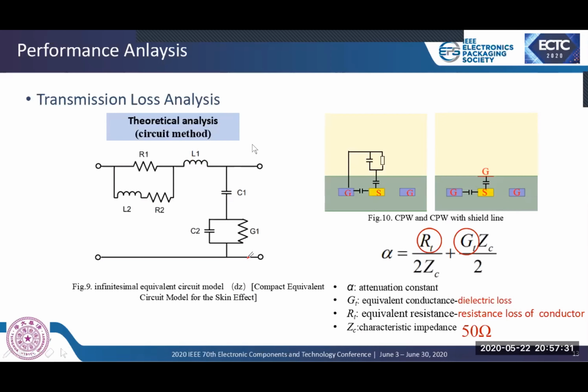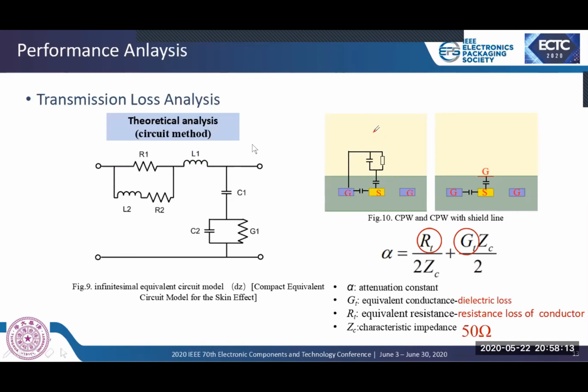Figure 9 is an equivalent circuit model of a unit of regular coplanar waveguide. The resistance R1, R2, and inductance L1 and L2 are caused by the conductor itself after taking skin effect into account. Capacitance C1 is caused by coupling between signal line and silicon substrate or signal line and ground line. C2 and G1 represent capacitance and conductance effect of silicon substrate.